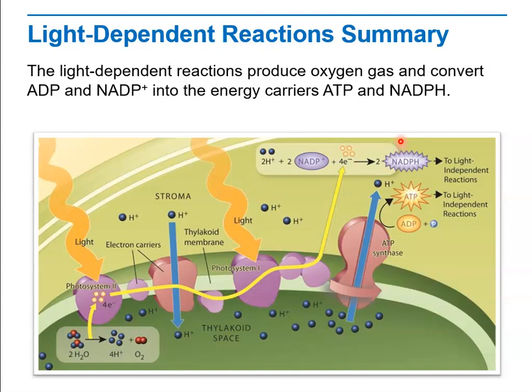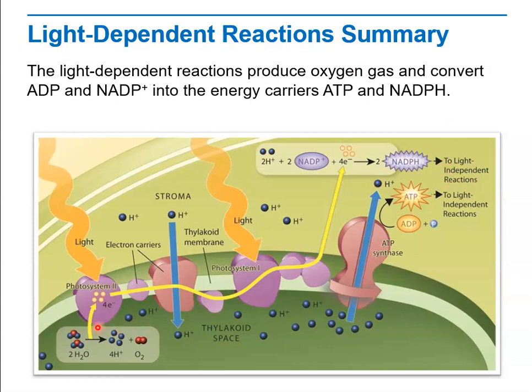What good are these compounds that are produced in light-dependent reactions? Well, they have an important role to play in the cell. They provide the energy needed to build high-energy sugars from low-energy carbon dioxide. So these NADPH and ATP molecules are going to be carried into the stroma where the light-independent reactions take place.